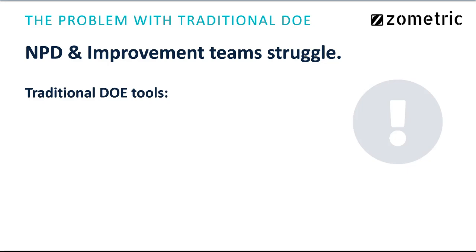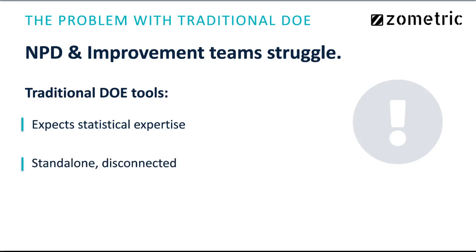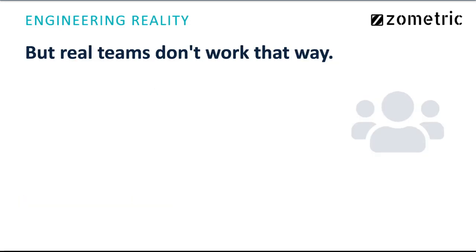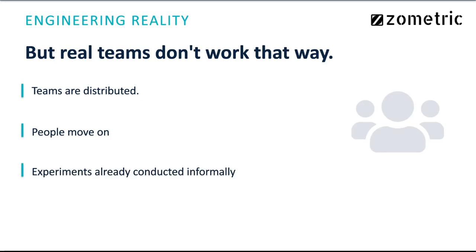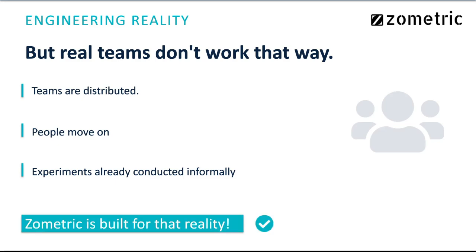Traditional DOE software assumes you already know what you're doing. It expects statistical expertise up front, works as a standalone calculation tool, and stops there. But engineering reality is messier than that. Teams are distributed. People move on. Experiments happen informally before anyone opens a software tool. Zometric is built for that reality.